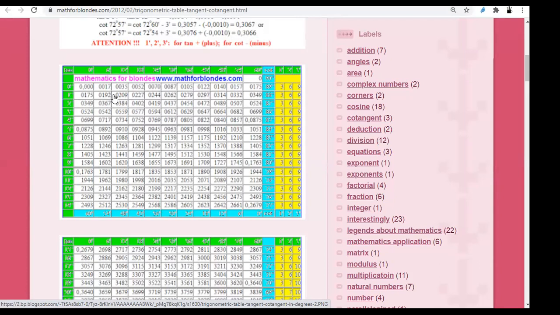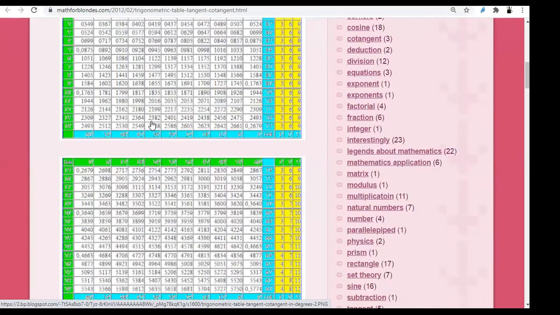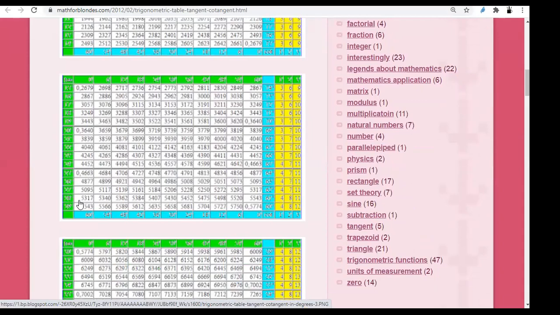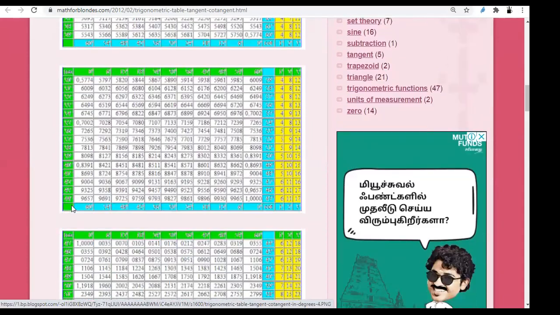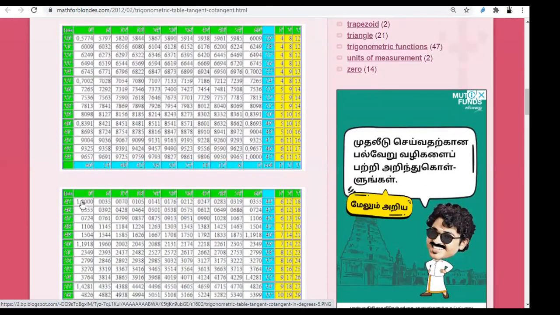Suppose if I say tan inverse of 45, sorry, tan inverse of 1. You know, tan 45 is 1. So if you see tan 45 here, tan 45 is 1. But if I say tan inverse of 1, I should say 45 degree. Are you following it or not? Yes, sir. Following?